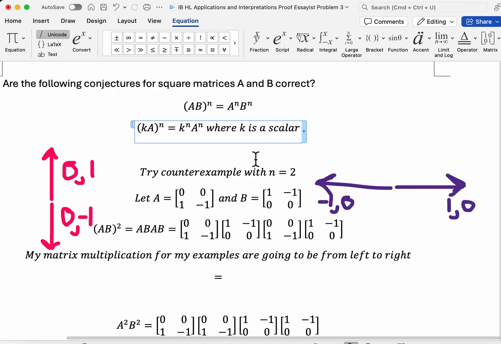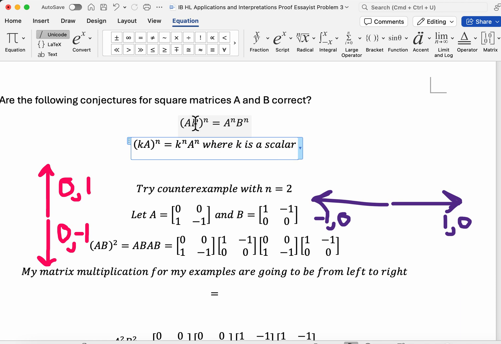fly. So first we have here AB, a square matrix of dimension n, raised to the power n. Does it equal A to the n times B to the n? And then given a scalar k, it could be a real number, heck, it could even be a complex number, does k times A raised to the power of n equal k to the n times A to the n?